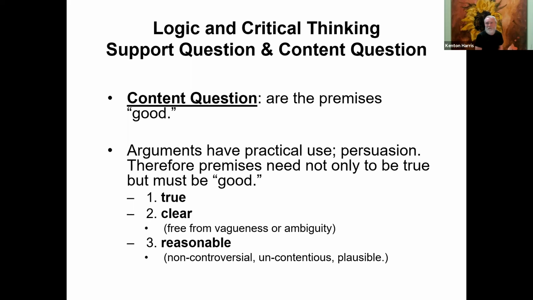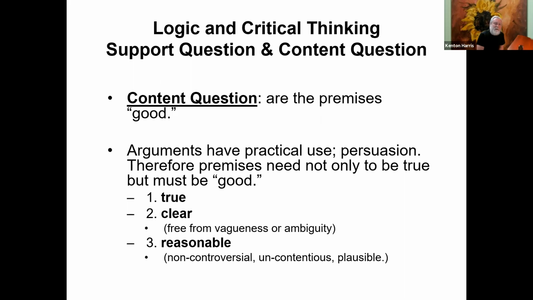If your premise admits of multiple incompatible interpretations, then I don't know which one you mean, so I certainly don't know that what you're saying is true. Maybe what you mean is true, but you haven't communicated that clearly to me, and so your argument fails to convince me. So not only must your premises be true, they also must be clear. They must be free from vagueness and ambiguity that prevents me from understanding what you're saying and understanding that what you're saying is true. And then finally, your premise set must be reasonable.